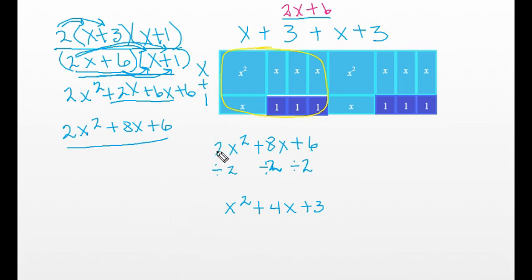In other words, if we factor out a 2 from each of these terms, we end up with 2 of these trinomials, because this expression here represents one of these, but we have 2 of those. And we know that the binomial factors that make up this trinomial are the x plus 3 times the x plus 1.